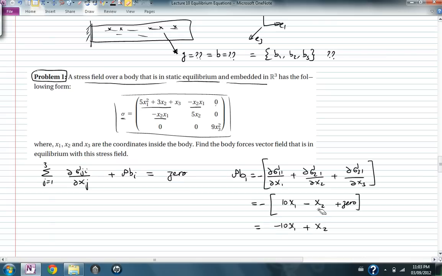I'm sorry, this is x1. Partial sigma 2,1 by partial x2. So sigma 2,1 is equal to negative x2 x1. And partial sigma 2,1 by partial x2 is equal to negative x1. So this is equal to negative 9x1.